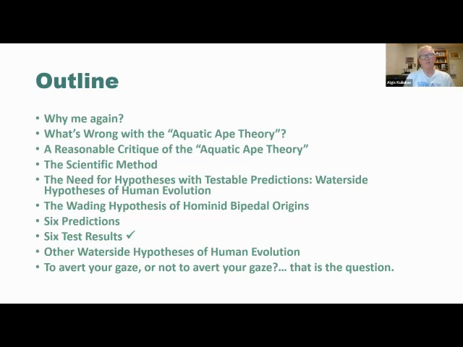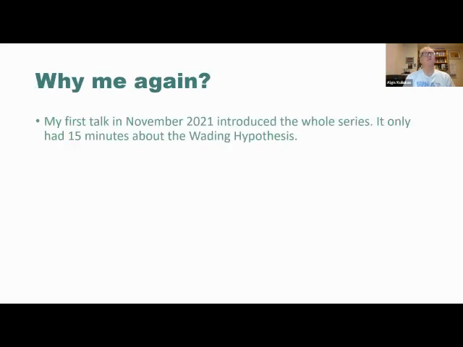So in a nutshell, this talk is going to go through six falsifiable predictions that the weighting hypothesis makes, and the sort of scientific analysis I did of those falsifiable predictions, and basically to say that they all passed the test. None of them were falsified. And then I'm just going to finish off looking at other waterside hypotheses of human evolution, which might be tested in a similar way. And then I'm going to end with the great words of Philip Tobias, which I always draw strength from.